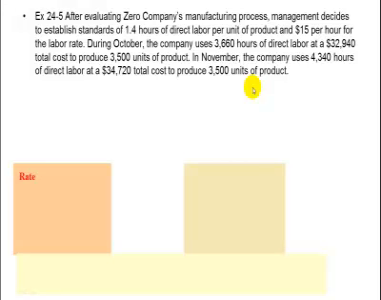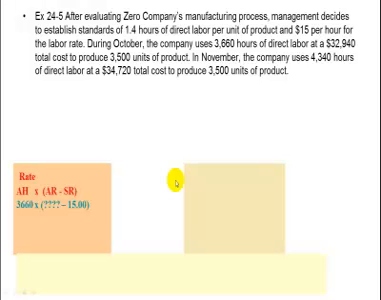So, rate variance for labor is going to be the actual hours times the difference between the actual rate and the standard rate. Let's plug in what we know. We know the actual hours are 3,660. That's the actual hours of direct labor. The actual rate we don't know, but we do know the standard rate is $15 per hour for labor.